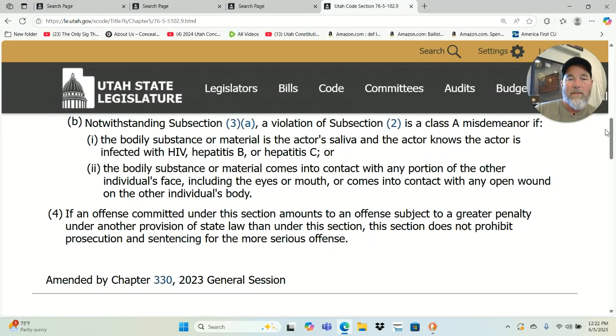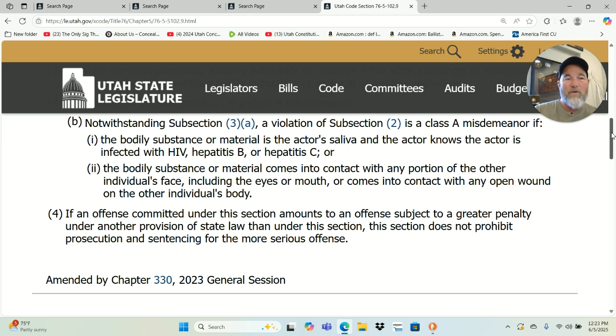It becomes a Class A misdemeanor if the person that propelled that bodily substance on you had HIV, hepatitis B, or hepatitis C, or that substance came into contact with the face, including the eyes or the mouth, or comes into contact with any open wound on the individual's body.